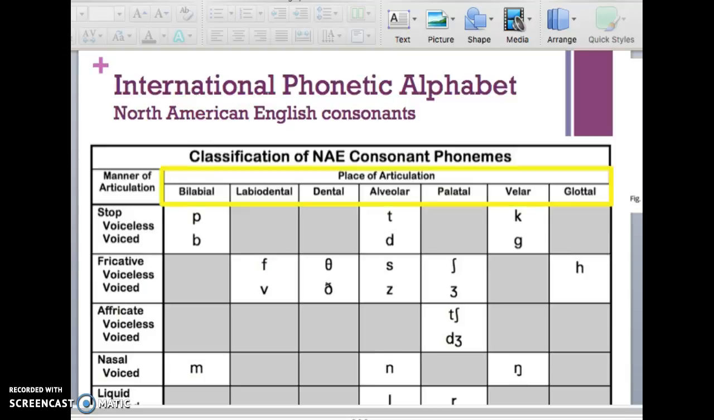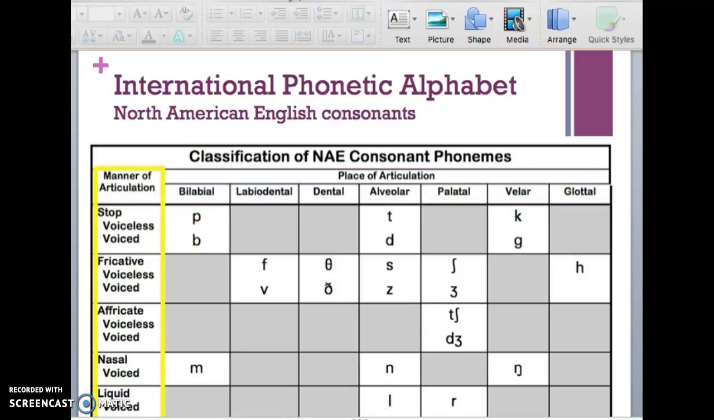So just a reminder, the top part of the chart is the place of articulation in which the sounds are made. For example, for the bilabial sounds, the P and the B, both your upper and your lower lip are needed to make that sound. And again, the alveolar sounds, the T and the D, if you notice where your tongue is during those two sounds, it's towards the back of your teeth, in the alveolar ridge, and so that's considered an alveolar sound.